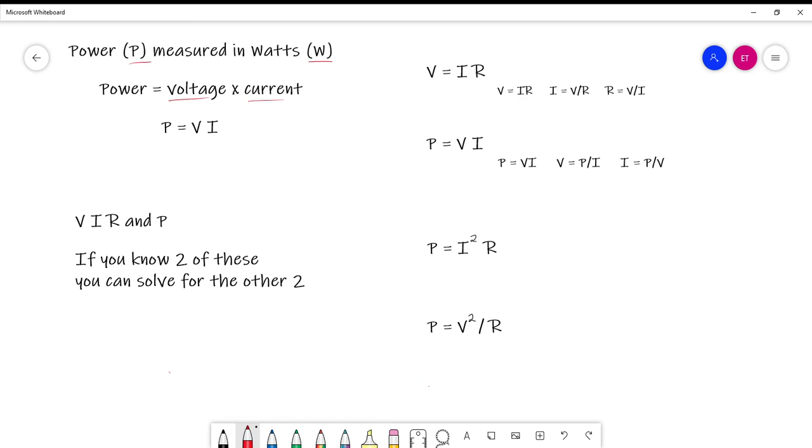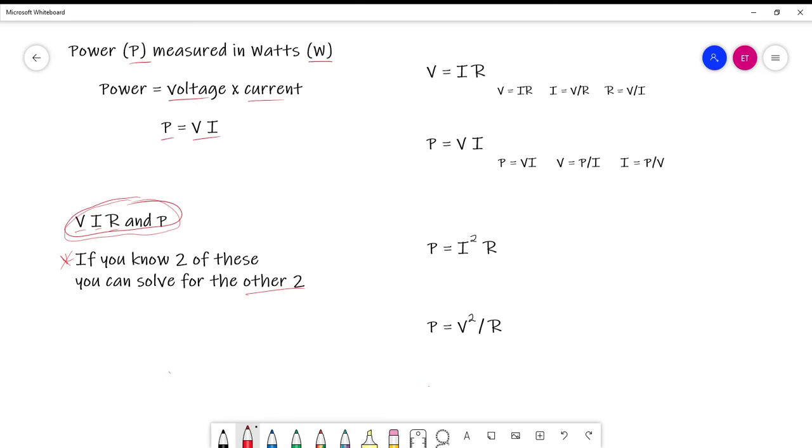But yeah, so it's not a new entity of its own. Power is just a combination of voltage and current, and we can write it as P equals V times I. And now we have all together our original voltage, current, resistance, but we're going to add power into the mix. The bottom line is, if you know two of these four, then you can solve for the other two with algebra. So let's look at how that happens.